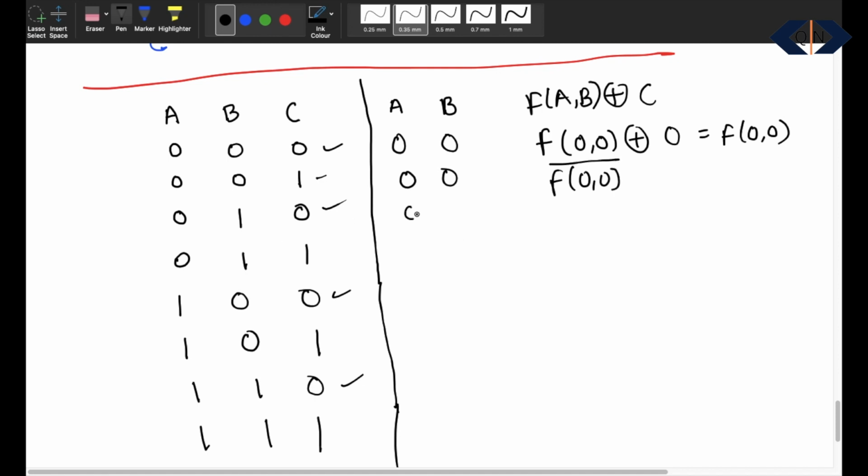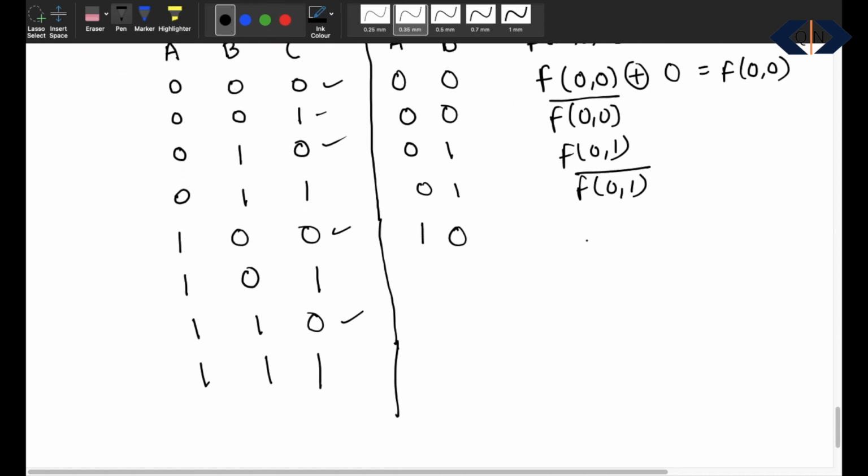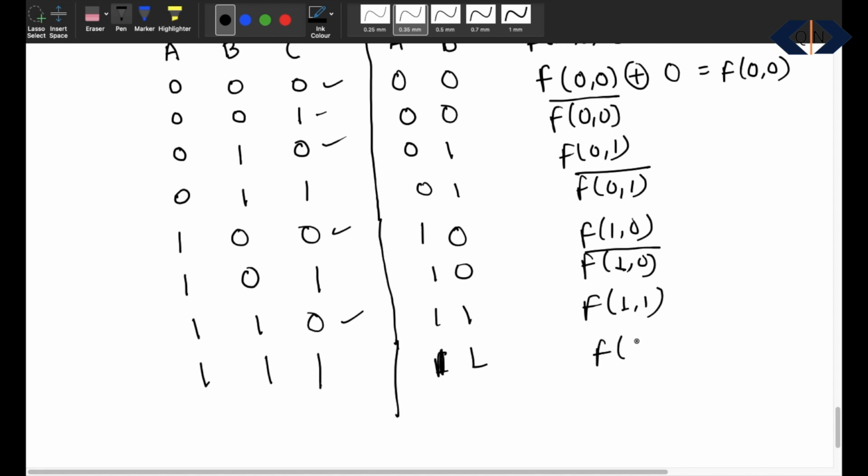In the third case we are XORing it with 0, so we will get the same function. Here we are again XORing it with 1, so let's flip it. Here we are XORing it with 0, so it will be the same function. Here we are XORing it with 1, so it will be flip. And here it will be the same function, and after that here it will be flip. Correct?